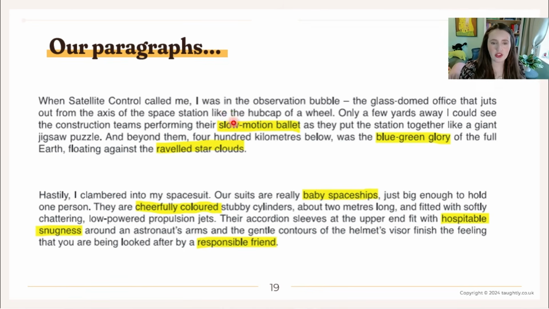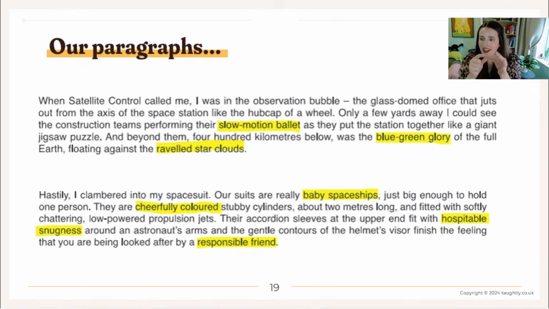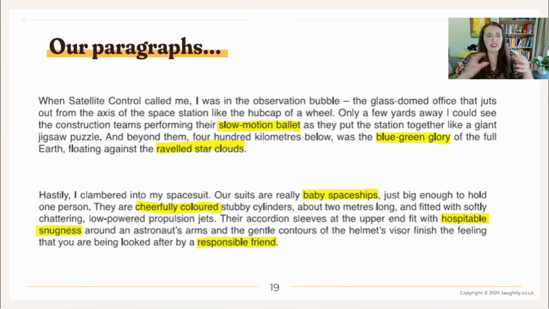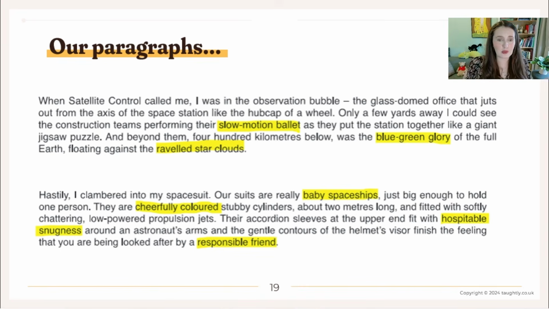So for example, students that quoted "slow motion ballet" and then carried on "like a giant jigsaw puzzle" have got 2 images. One is slow motion ballet, giving me this imagery of ballet, dancing, and the other, jigsaw puzzle, of a really complex activity where you need to think about lots of small details and it creates a big, complex, beautiful image. So these are 2 very separate images, dancing and puzzles. So clearly they're 2 separate quotations.